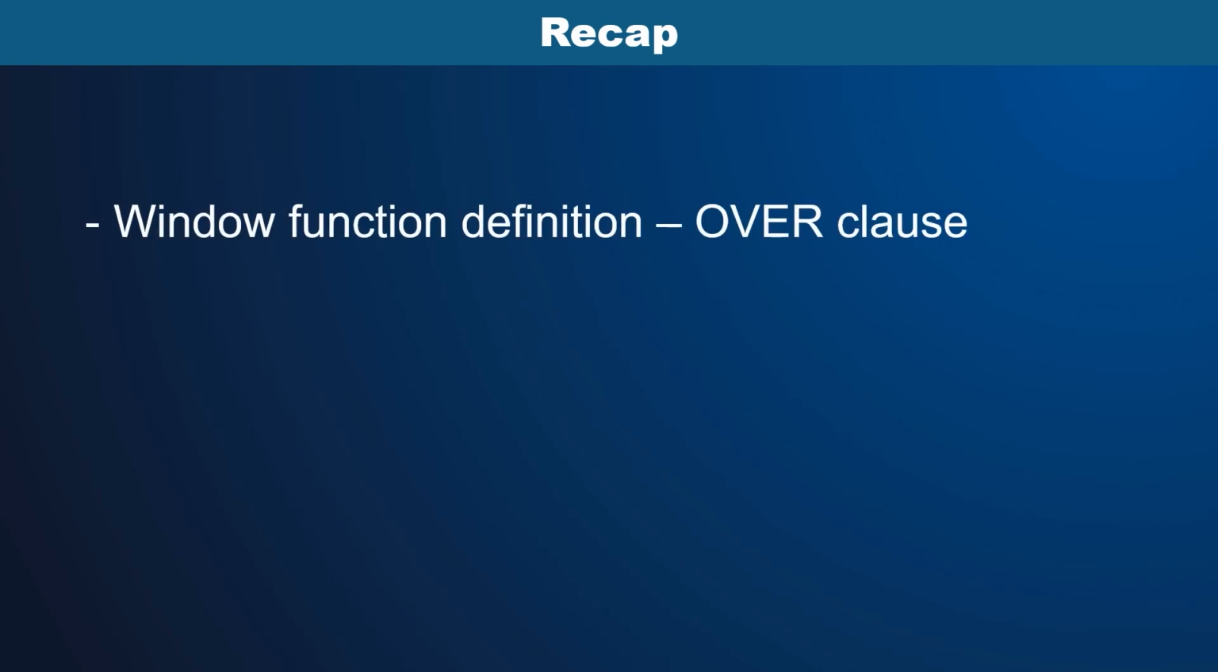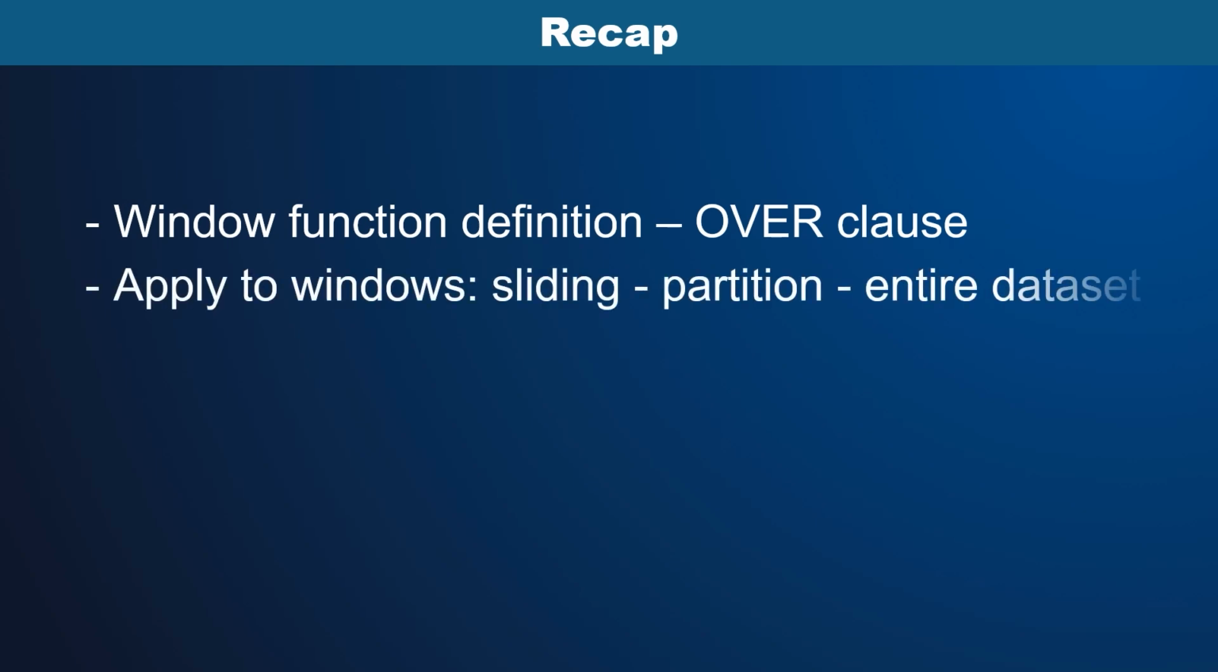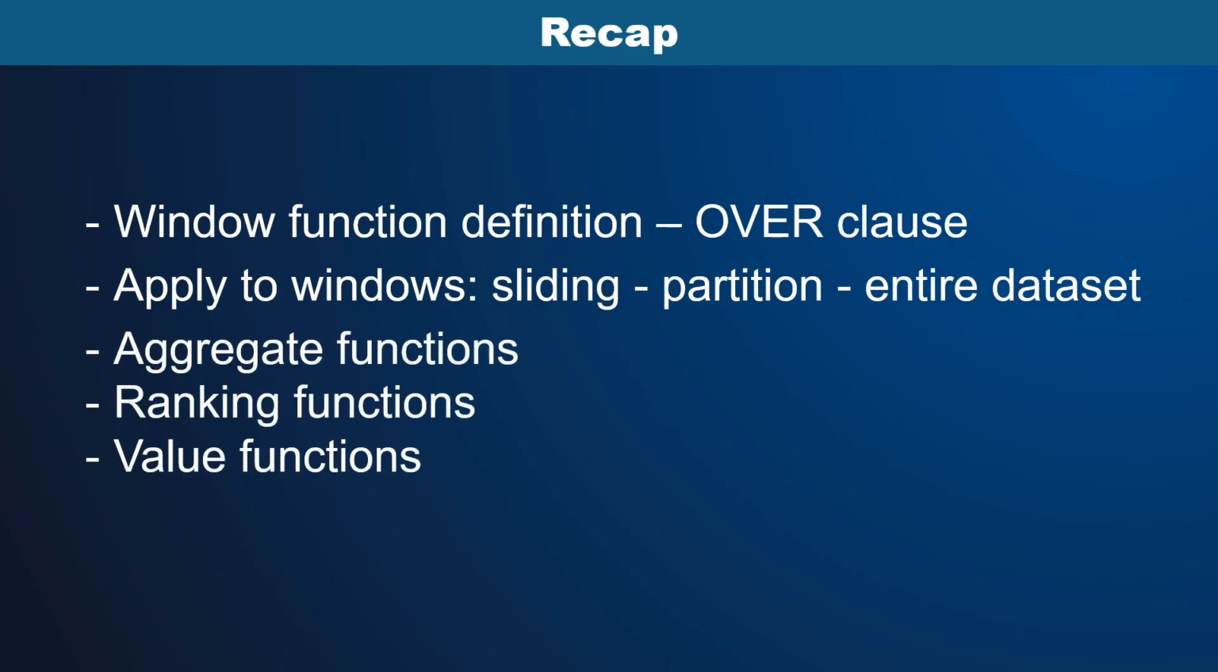Okay, that's quite a long video. We already covered a lot. I think we can do a quick recap of what we have done so far. First, we went through the basic definition of SQL window functions. We know that they can be identified by the over clause. Then, we learned why it's called a window function. It's because it operates on a window of rows. The window can be sliding, partition, or the entire dataset. Next, we learned about the different types of window functions. We have aggregate functions, ranking functions, and value functions. Finally, we learned about the behavior of the window frame and how to change the default behavior.